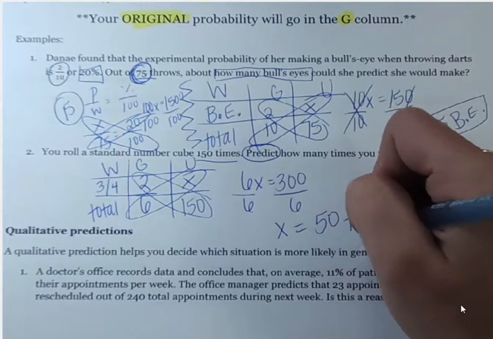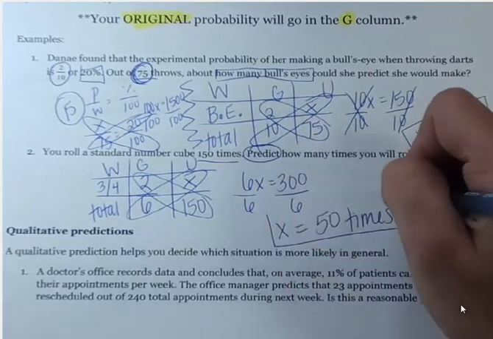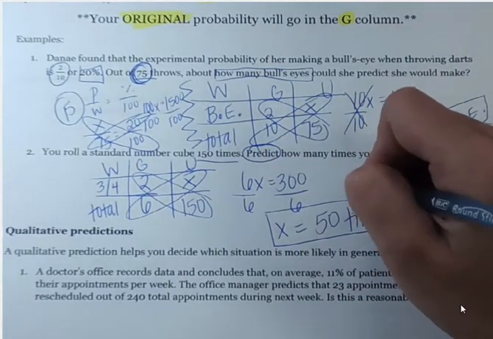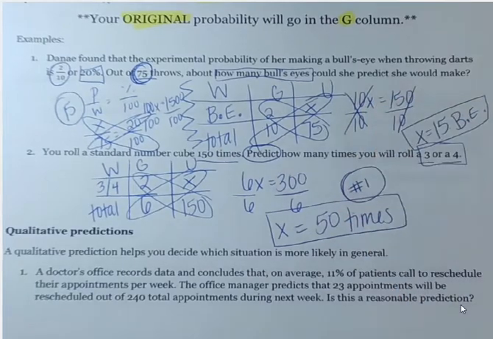Alright, I'm about to move on to the next one, but if you're still paying attention, I want you to put this answer in number 1. In the Google Doc, it's going to say question number 1, and I want you to put 50 times in there.